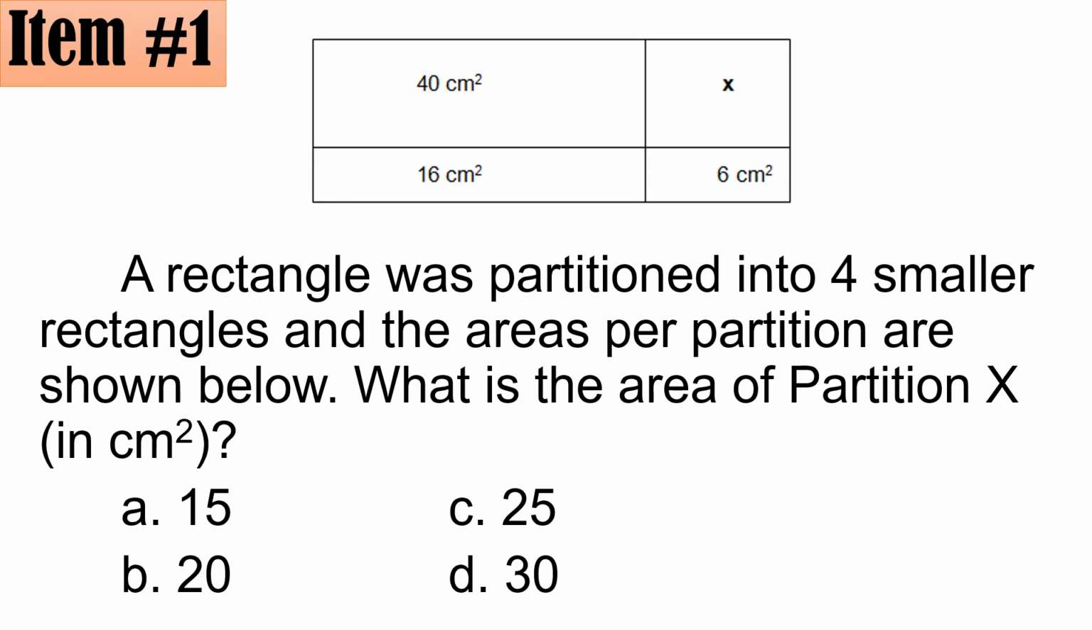A rectangle was partitioned into four smaller rectangles as shown, and the areas per partition are also shown. What is the area of partition X, in centimeters squared? You could see this rectangle here has an area of 40 centimeters squared. This is 16 cm squared. This is 6 cm squared. What about the area of the remaining rectangle? Is it 15, 20, 25, or 30? What do you think?